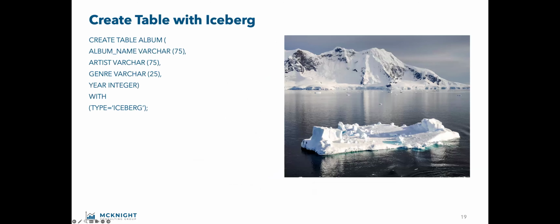So how do I create a table with Iceberg? It is so complicated. No, I'm kidding. All you do is you do your normal create table and you just say with type equals Iceberg. So that's not too hard. And that will create the Iceberg table with 4 columns. This is an album table, I guess.